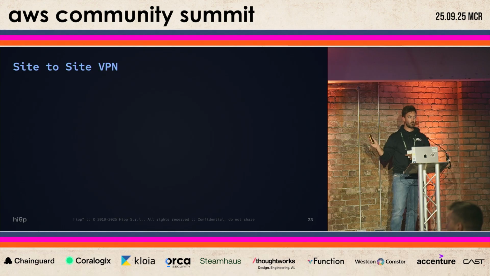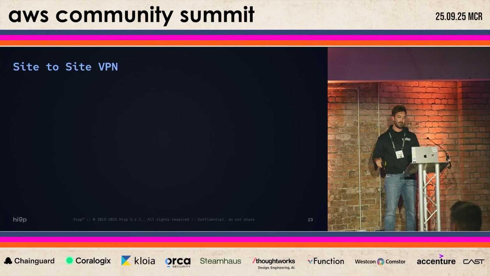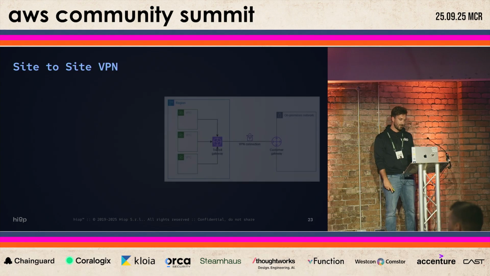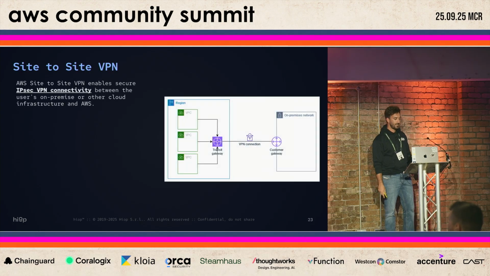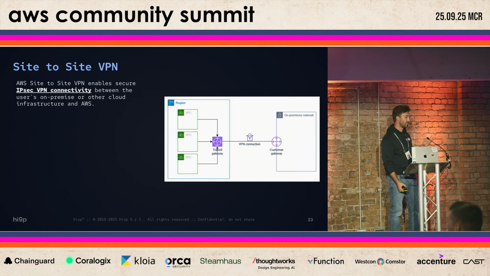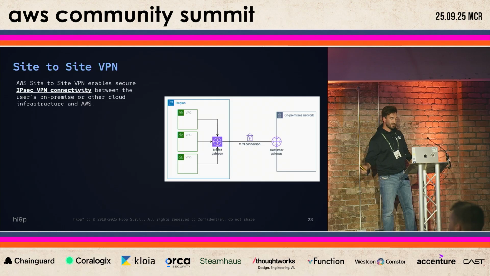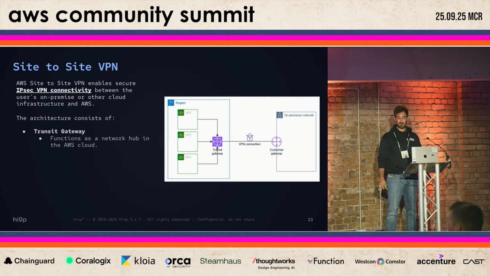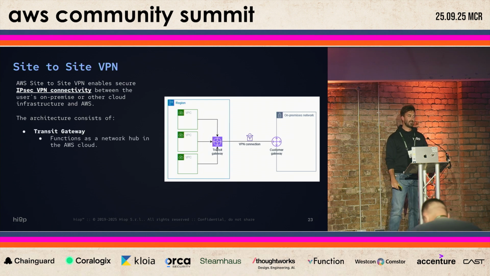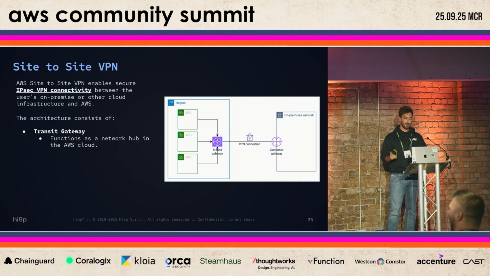What AWS offers in order to solve this use case is a service called site-to-site VPN. Basically, a site-to-site VPN is a service that enables secure IPsec VPN connectivity between a user's cloud infrastructure or on-premise network and AWS. As you can see in the image, it's composed of three main services. The transit gateway is the first one, which is also an alternative to VPC peering. We will see in the next slide how this is working.